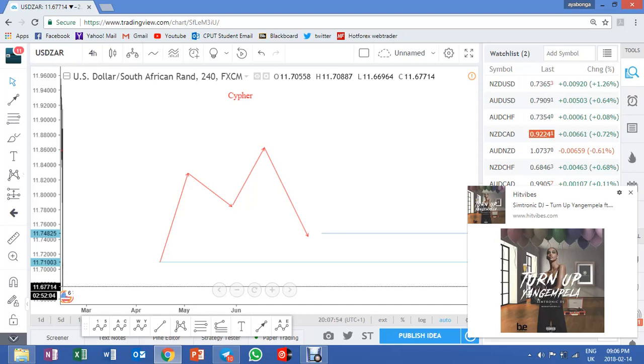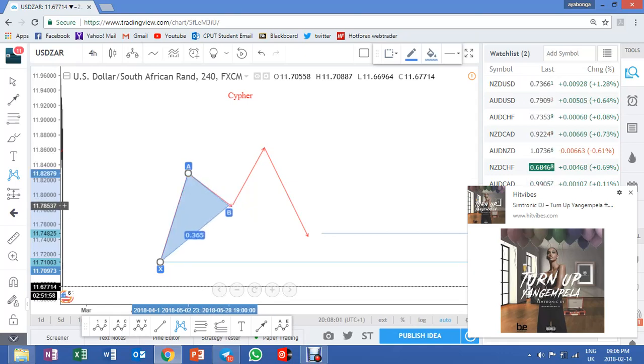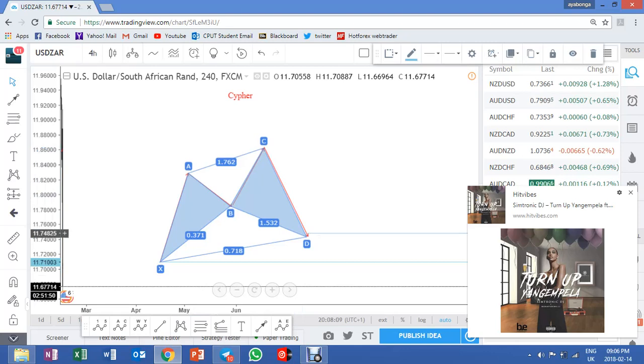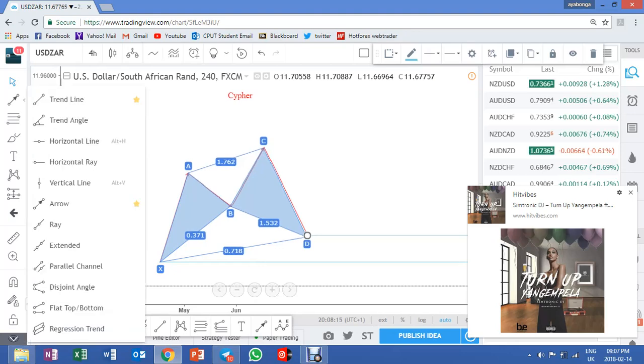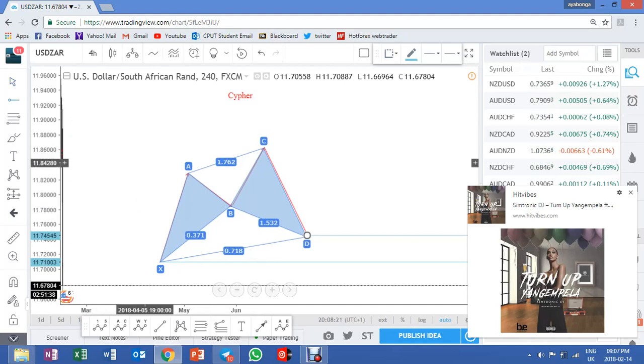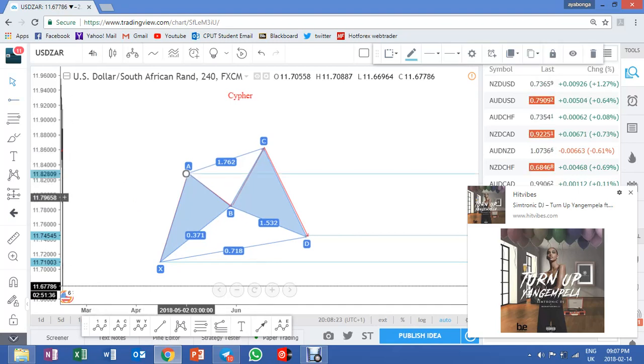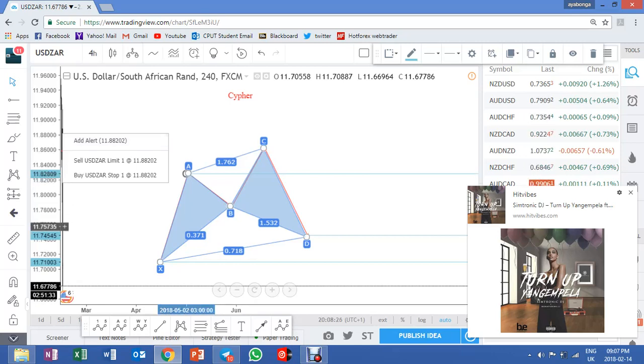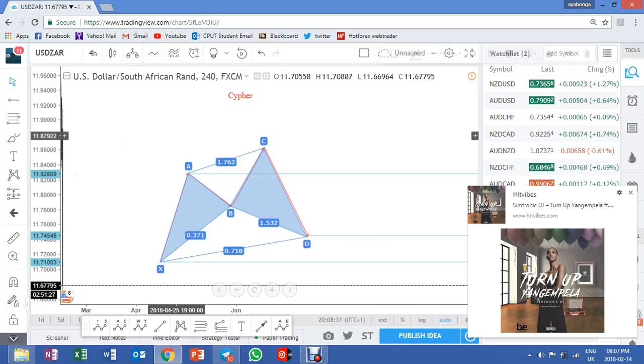So you employ your tool here like this, like this, like this, and like this. This is where you enter at point D. This is where your target is at, at point A. You buy here, you take your profit there, a stop loss at this point. Easy like that. Now let's go to live examples of these patterns.